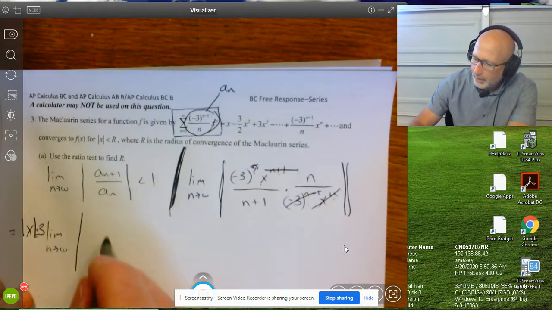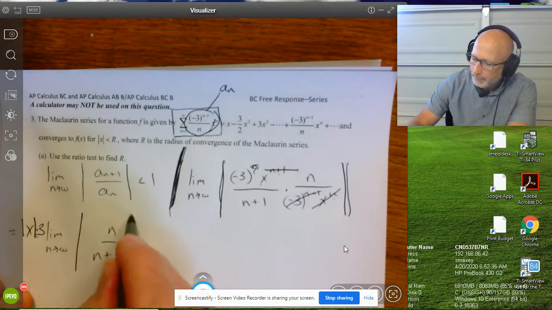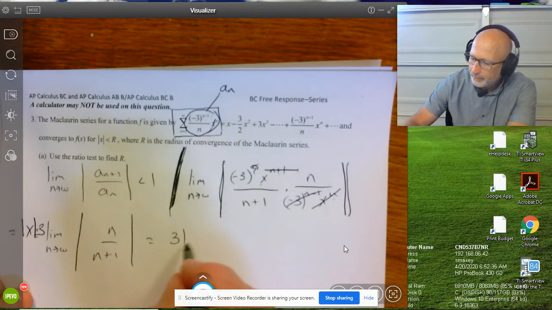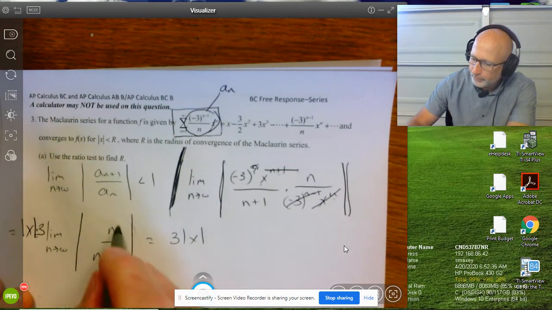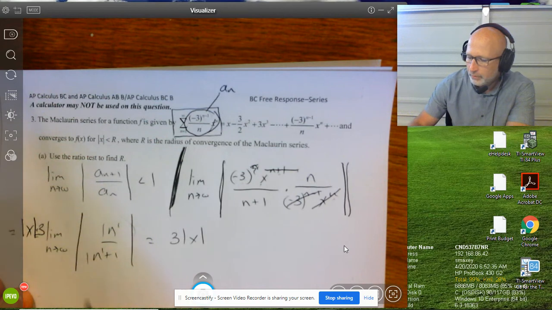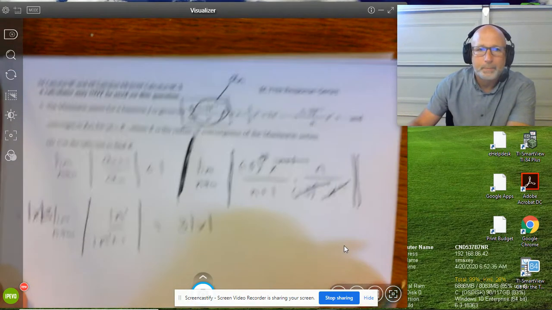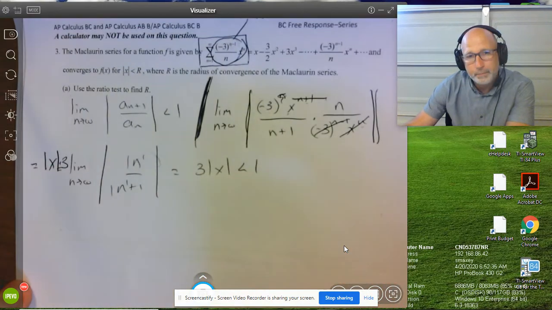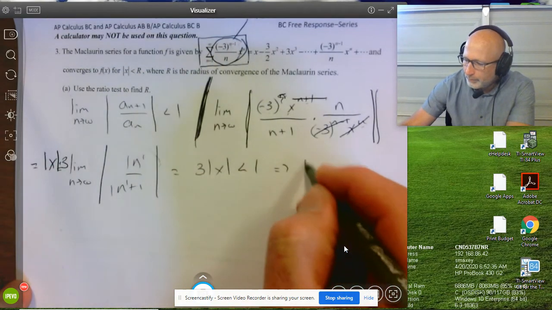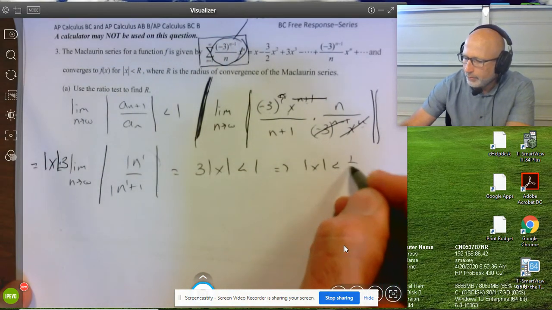And I'm left with n all over n plus 1. Well, what is that? 3 times the absolute value of x times the limit of this, both the first power, so you take the leading coefficients, 1 over 1 is 1, and there you are. Now, if this is the ratio test, I want it to be less than 1. So therefore, the absolute value of x is less than 1/3.